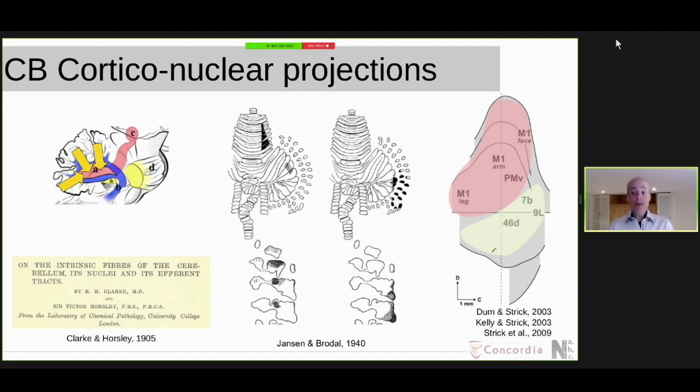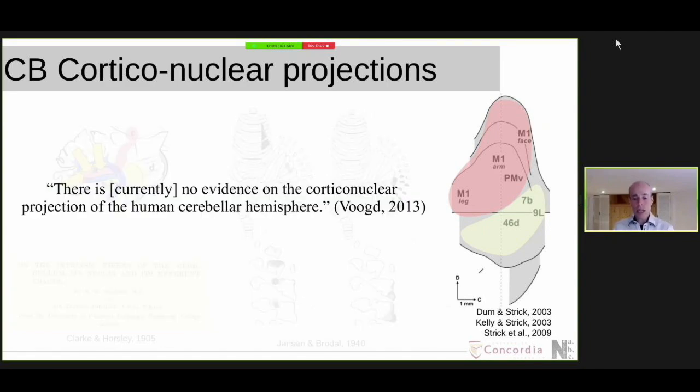There's also been some functional work on this, also by Joern Diedrichsen's lab. There's the functional characterization of the dentate nucleus, and it maps pretty well to this work by Strick and colleagues. So that was great. That was in non-human primates, but at the time there was no evidence for corticonuclear projections in the human cerebellar hemisphere. So that's what we set out to do, to identify this intrinsic corticonuclear connectivity in the human cerebellum.